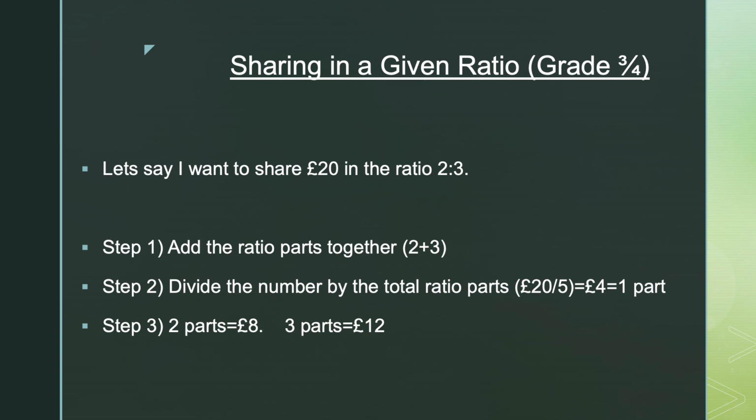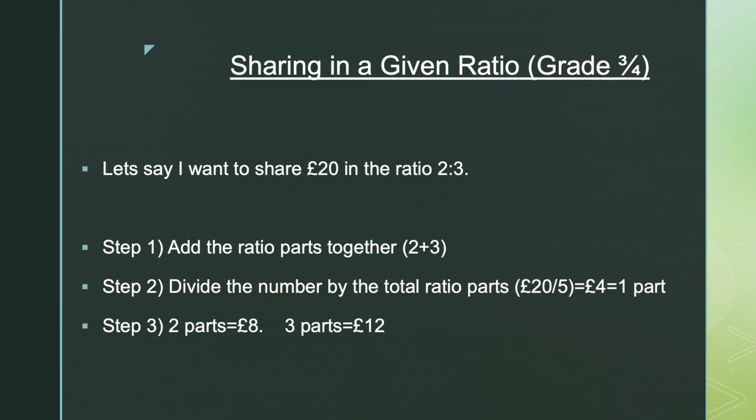And then I divide the number by the total number of parts. So £20 divided by 5 gives me £4, which is equal to 1 part. So £4 is 1 part. Therefore 2 parts will be 4 times 2, which is 8, and 3 parts is 3 times 4, which is 12. So my answer here would be £8 to £12. That is my ratio.